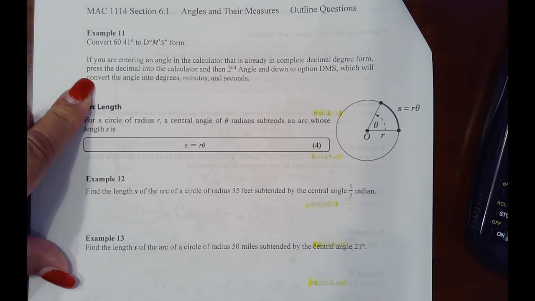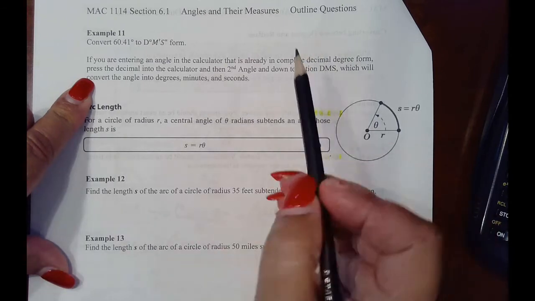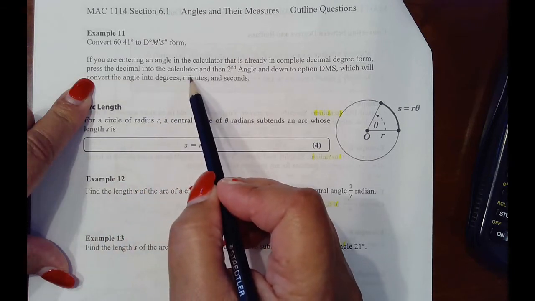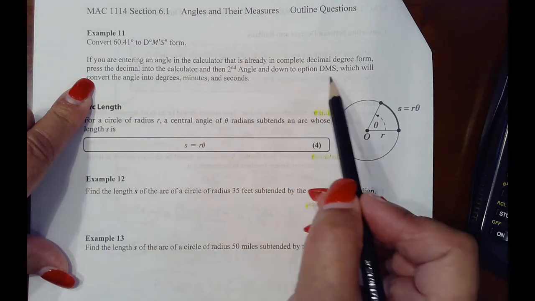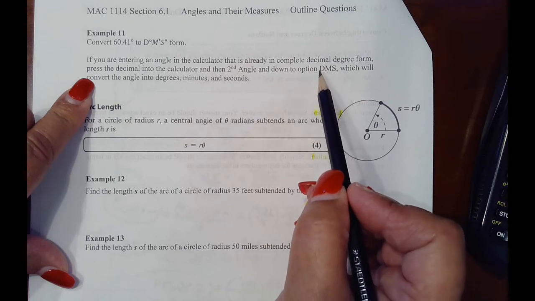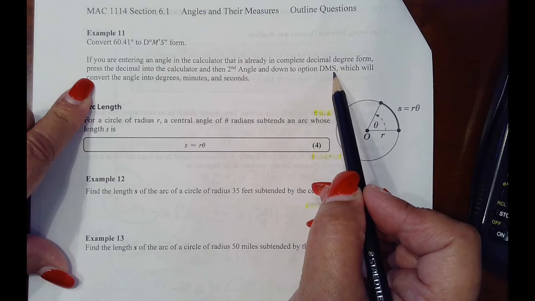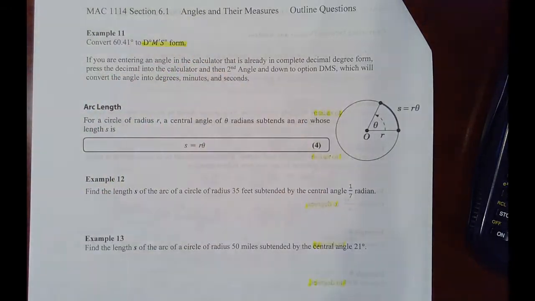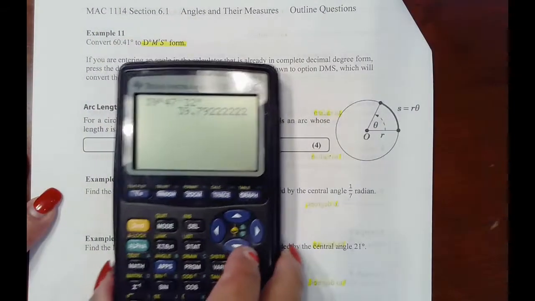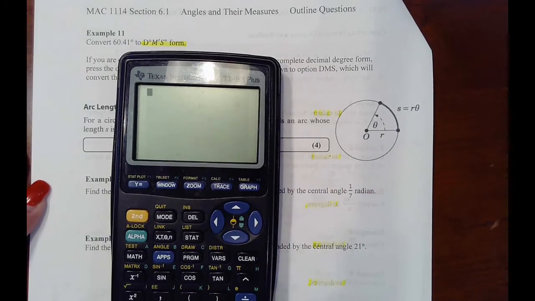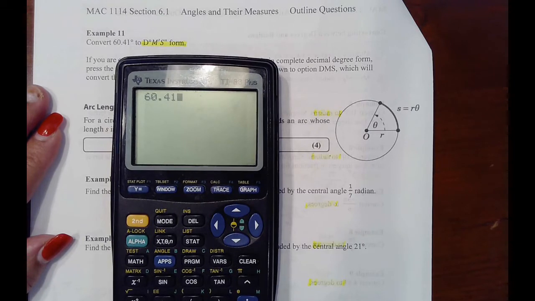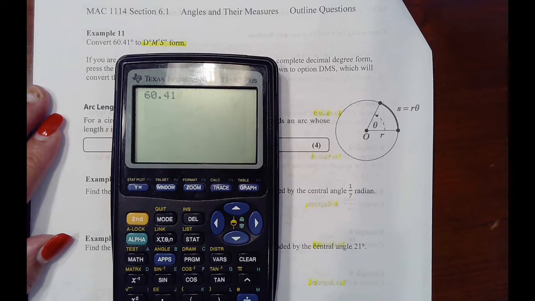So if you're entering an angle in a calculator that's already in complete decimal degree form like this one, all you have to do is press the decimal into the calculator, then press second angle, and then go down to the option that stands for degrees, minutes, and seconds, DMS, when you're being asked to convert to degrees, minutes, and seconds form. Okay, so really simple, because you're letting the calculator do all the work. So 60.41. Enjoy letting the calculator do all the work, because you're going to be asked to give mostly exact answers in this course. So you're going to have to know how to do a lot of it yourself.